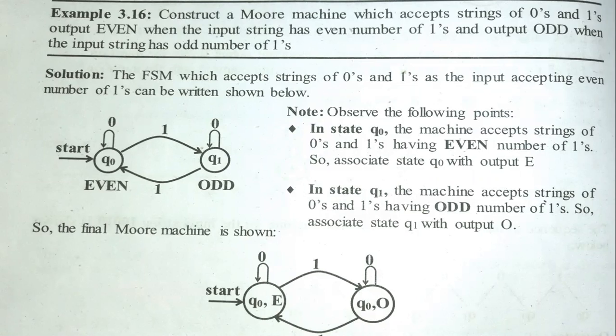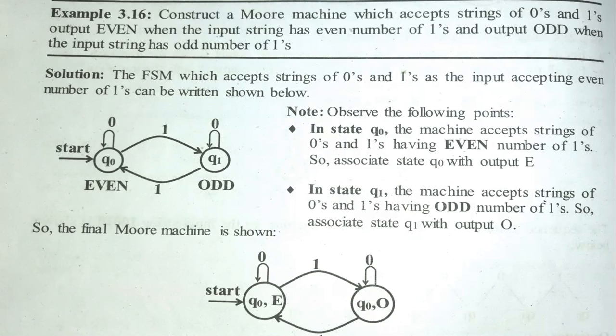Here I want to repeat the sentence: which accepts strings of zeros and ones. Please don't get confused, they are not asking us to make some particular string get accepted. The string consists of zeros and ones, the alphabet is 0 and 1, and that should be accepted by your Moore machine. 0 should be accepted as an input, and 1 should also be accepted as an input.